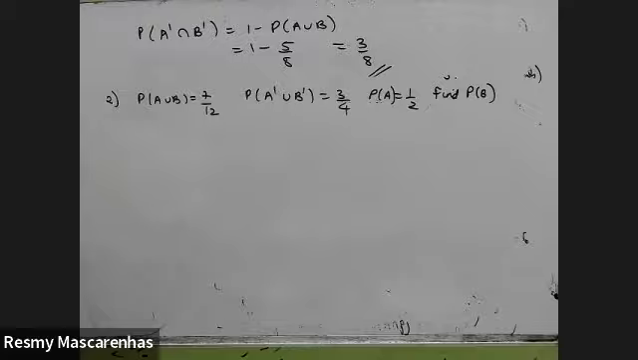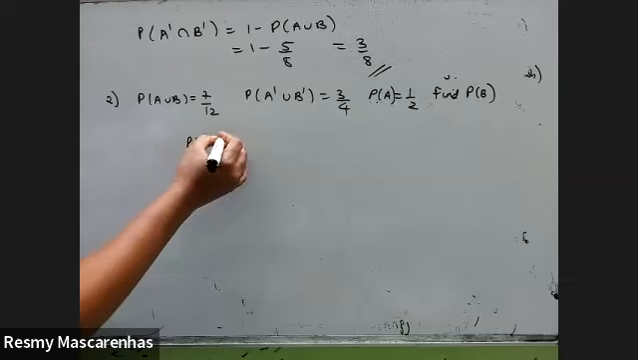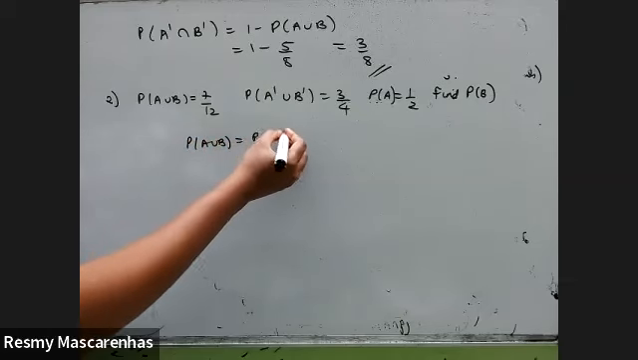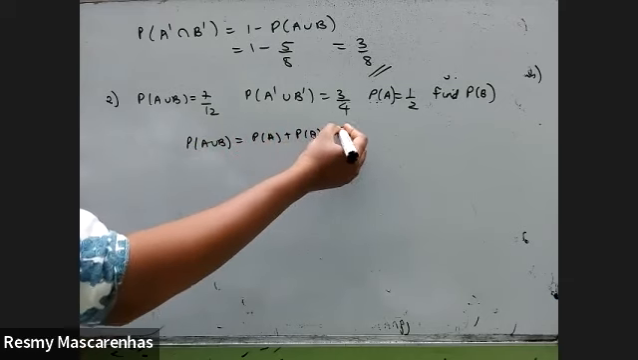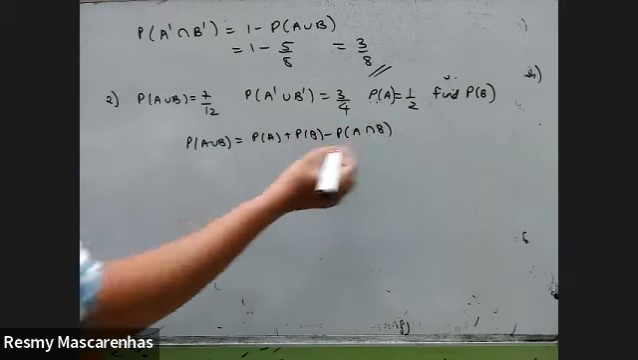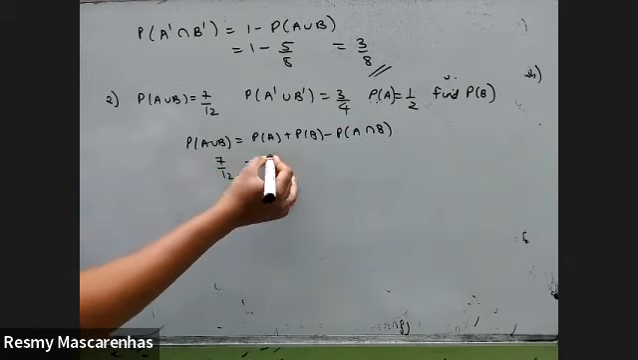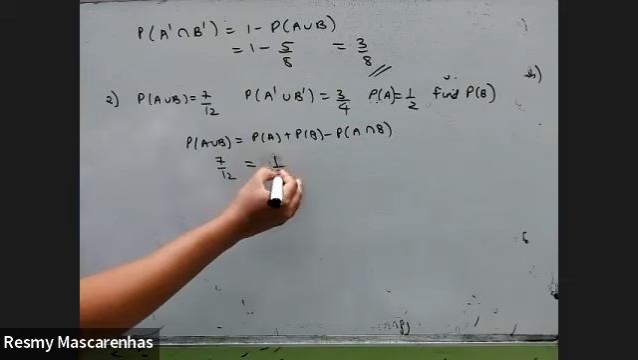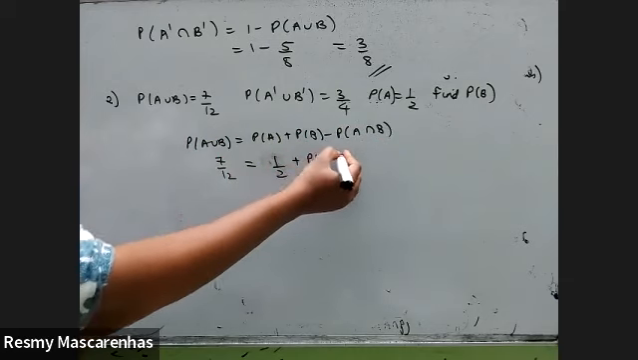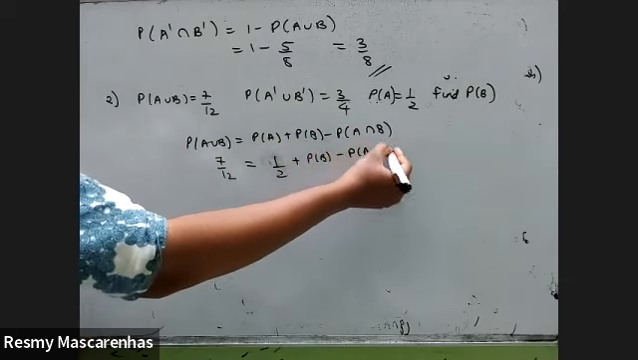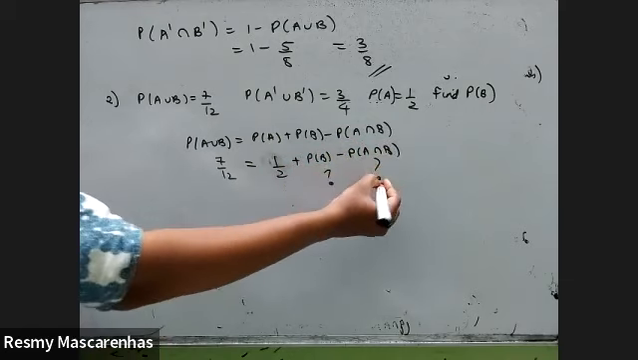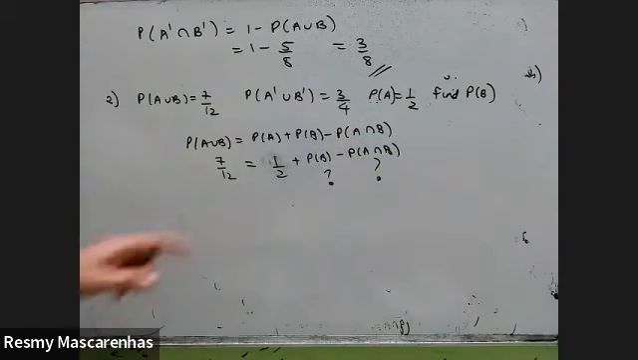We have to find P of B. So in terms of this formula, A union B, I know that it is P of A plus P of B. This is given as 7 by 12. P of A is given as half. P of B I have to find. And this also I don't have. This also I don't know. This also I don't know. In order to find P of B, I have to find this first.